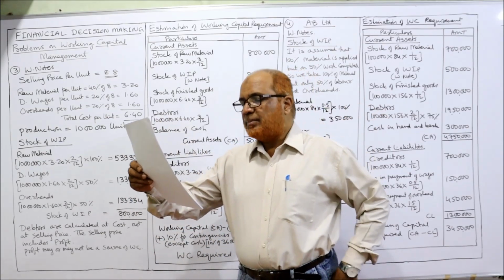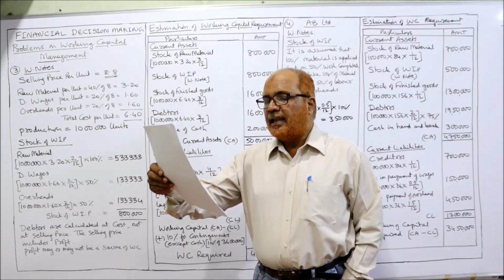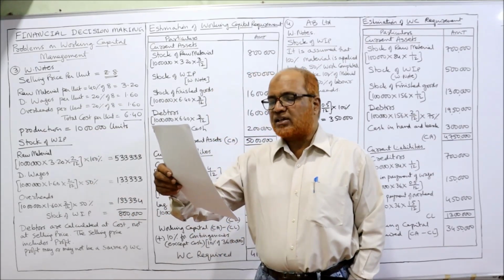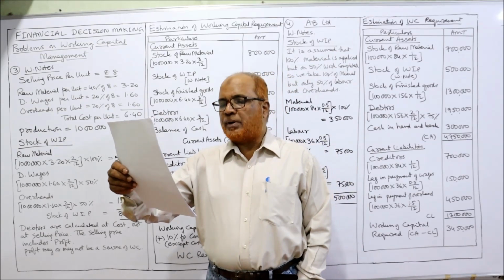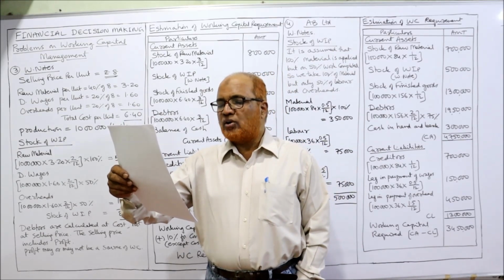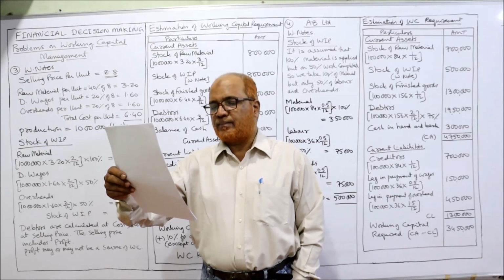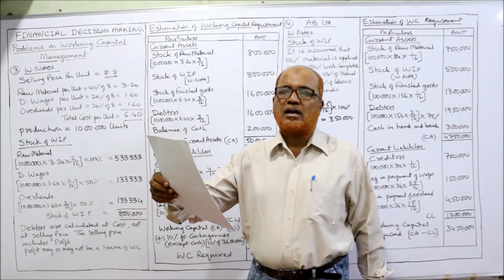And the estimated balance of cash to be held is 2 lakh rupees. Lag in payment of wages is half a month and lag in payment of expenses is half a month. Selling price is 8 rupees per unit. You are required to make a provision of 10% for contingencies except cash. Relevant information may be made. That's it. This is the complete problem.